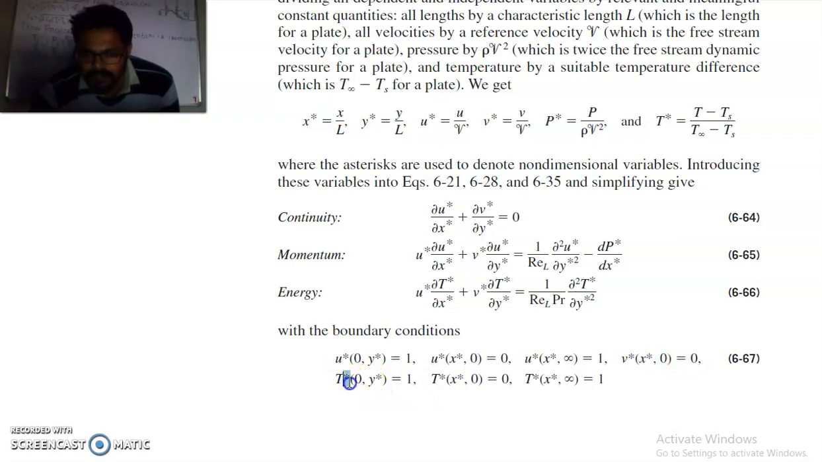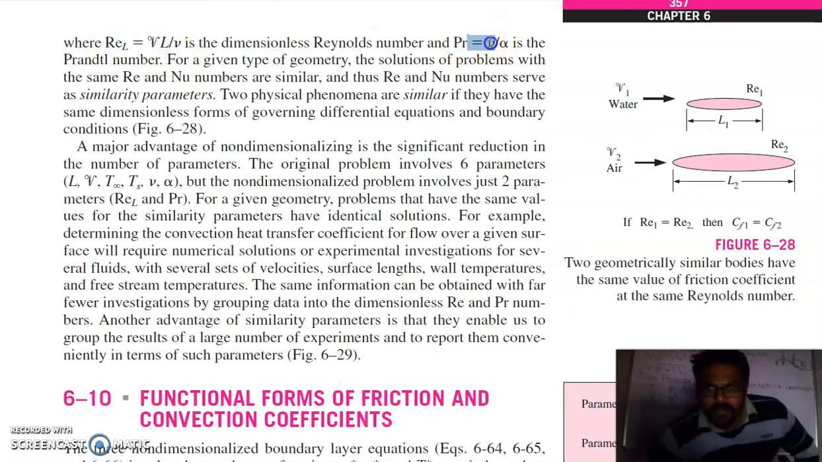This is the free stream temperature at the initial position of the plate, which is this point. This is the temperature at the surface of the plate. So this is 0. You can see when you put Ts here, this will become 0. This is the temperature of the free stream. When you put T infinity here, this will become 1. This is 1 because of the free stream, where this is the Reynolds number and the Prandtl number is this.